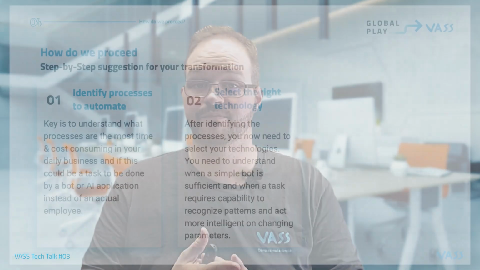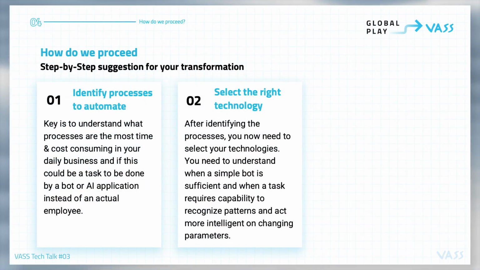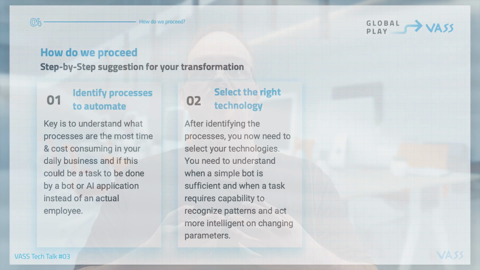If you have that, then the question would be, of course, what technology you can use for that. So you need to know a bit about what artificial intelligence is capable of and what it is not capable of. What is doable with a process automation, like with a bot, and what is not.